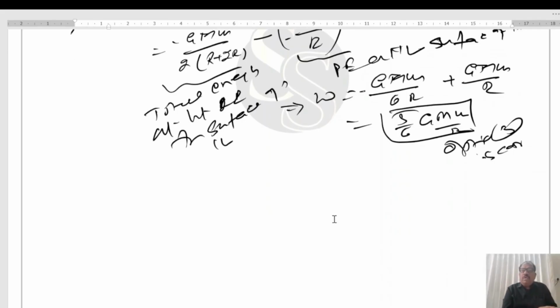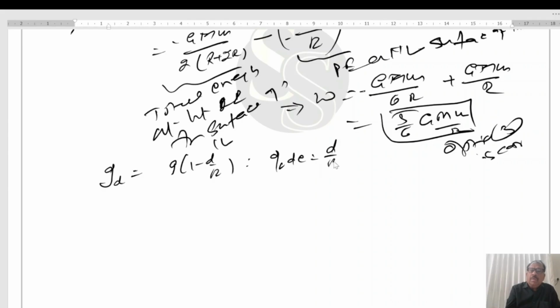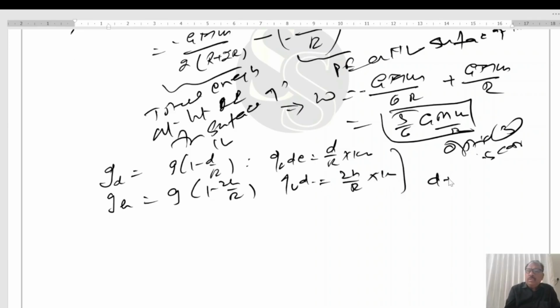Now, in addition to this question, I will give certain additional information which will be very, very useful for NEET exams, JEE exams, CUET and other entrance examinations. You know, g at depth, if you go down into Earth, g' equals g(1 minus d over R). Percentage decrease is d by R into 100. g at height, g' equals g(1 minus 2h over R). That is percentage decrease, 2h upon R into 100. Both of these are decrease in g, whether you go in altitude or in depth.